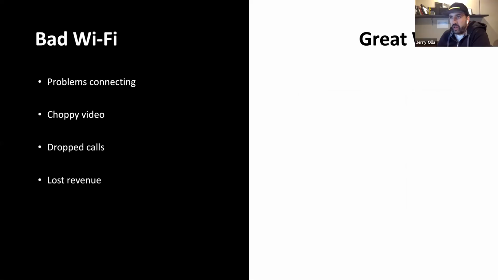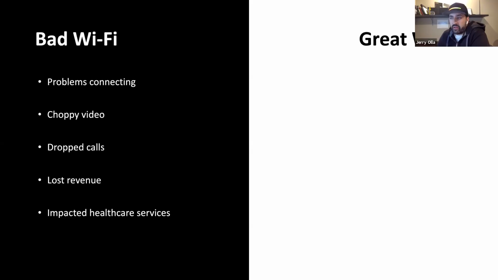Yep. On that note, that's a good transition. What is bad Wi-Fi? Bad Wi-Fi could be devices having problems connecting to the network. It could be that they're connected, but certain applications don't work very well over Wi-Fi: choppy video, dropped calls.